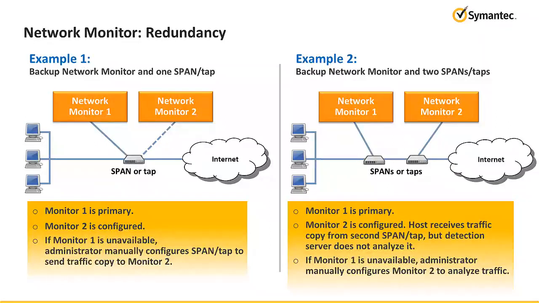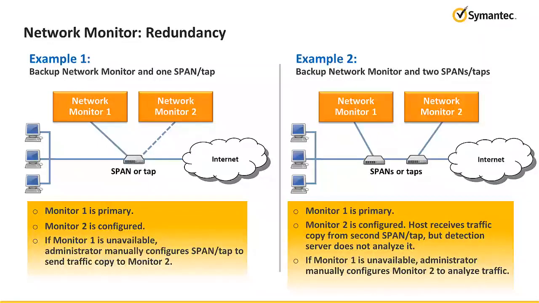The second option, shown as example 2 in this figure, is to have 2 spans or TAPs, each connected to one of 2 identically configured Network Monitor servers, both of which receive copies of outbound traffic, but only one of which, Network Monitor 1 in this case, is configured to analyze it. If Network Monitor 1 becomes unavailable, the DLP administrator configures Network Monitor 2 to analyze the traffic. As mentioned, most customers do not implement redundancy for Network Monitor, so these configuration scenarios are not common.